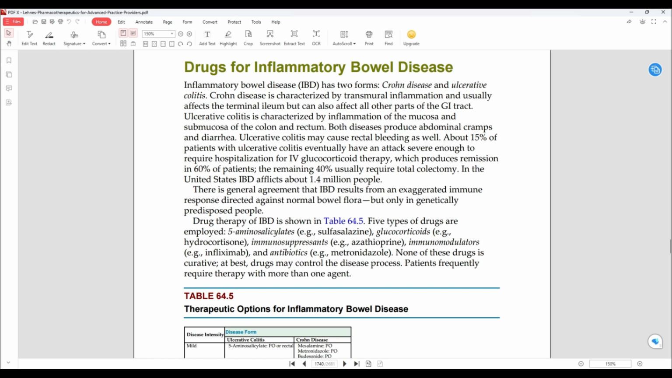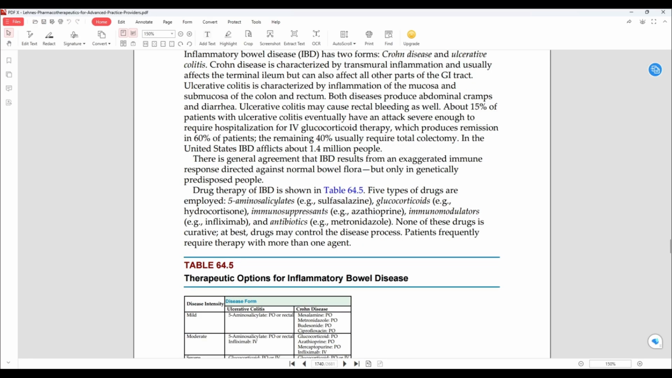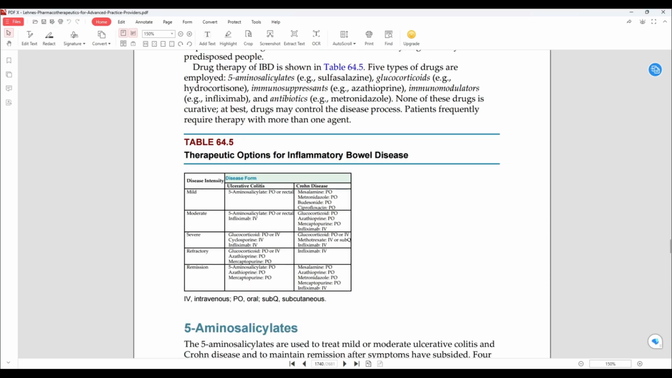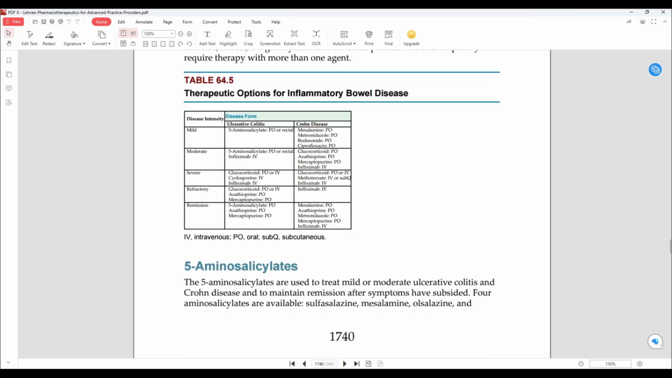Five types of drugs are employed: the 5-aminosalicylates, glucocorticoids, immunosuppressants, immunomodulators, and antibiotics. None of these drugs is curative. At best, drugs may control the disease process. Patients frequently require therapy with more than one agent. So here is a good spot to hit pause so you can look at the therapeutic options for inflammatory bowel disease.